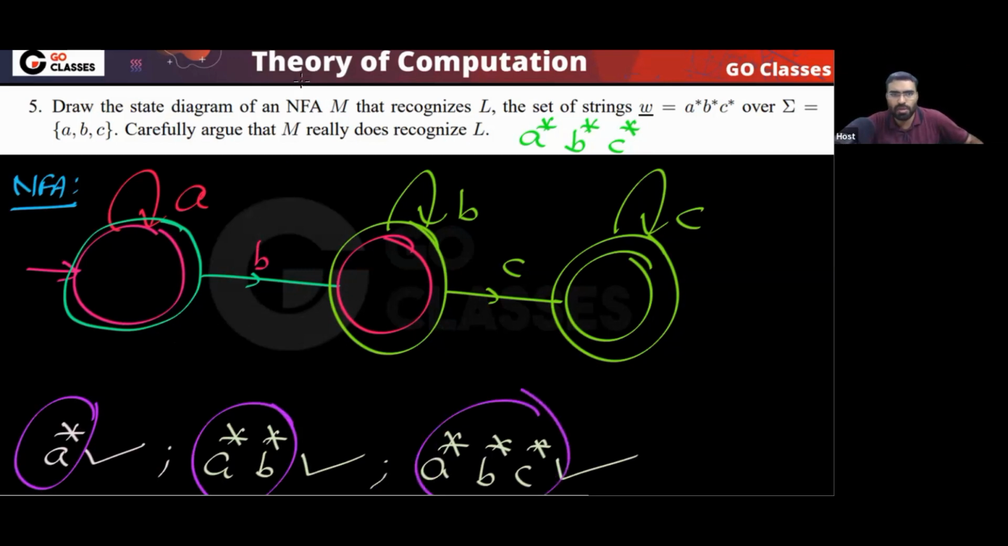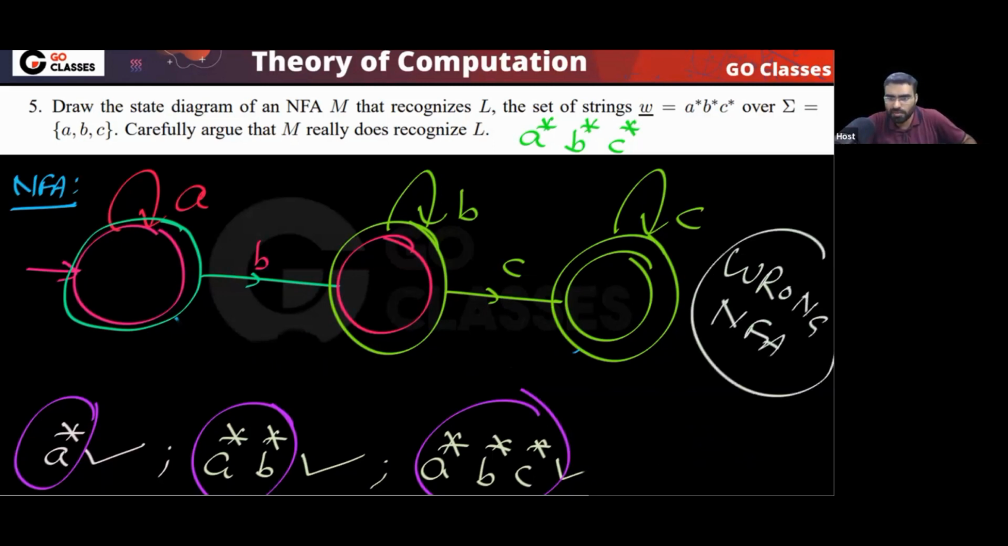Yes or no? But what about C star? C star also should be accepted. So for that, what can you do? From the initial state, you can make a null move. This is your NFA. See, if I remove this, now C star is not accepted. Now this is a wrong NFA.